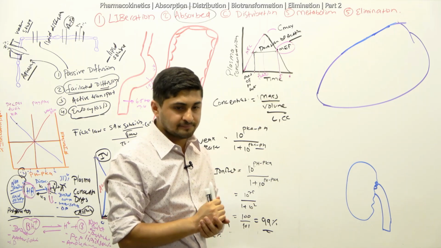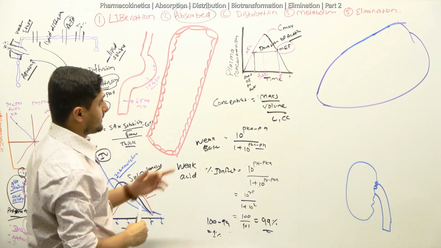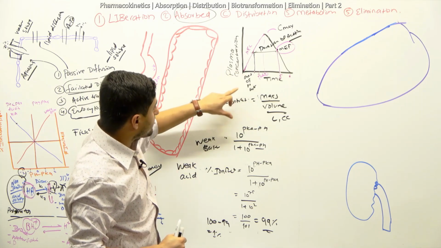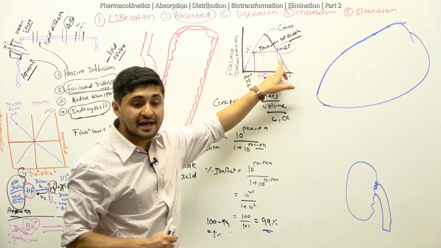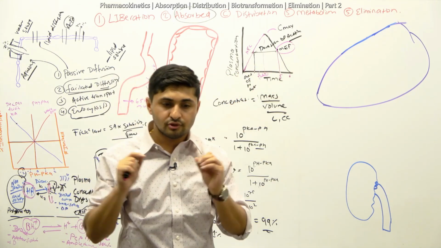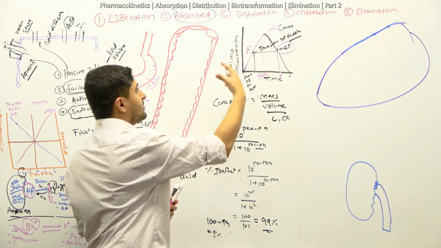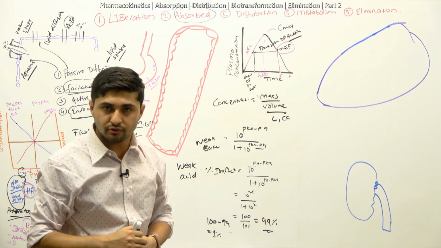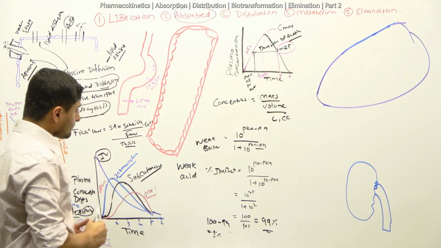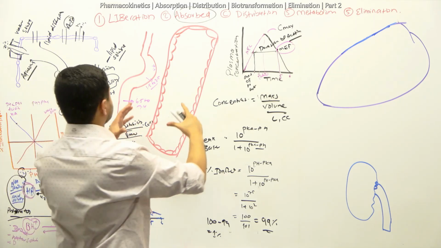All right. So here, a couple of things we talked about: onset of action, duration of action, minimum effective concentration. We talked about all of that, right? And this is a very, very important concept, right? You should know about it. All right. Now, this is the absorption, right?